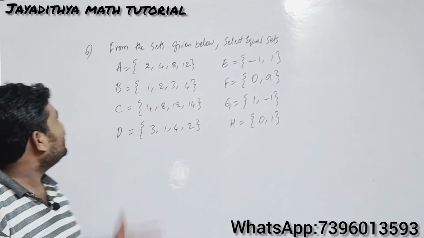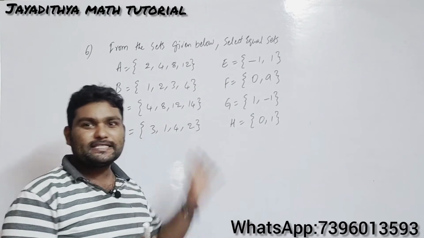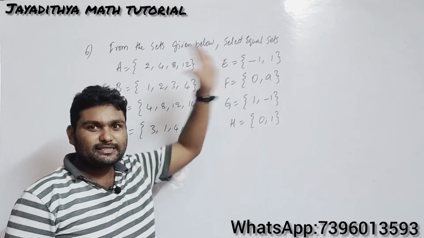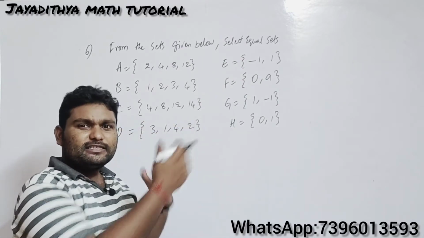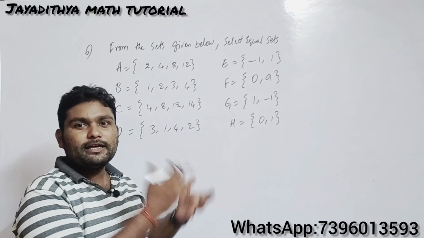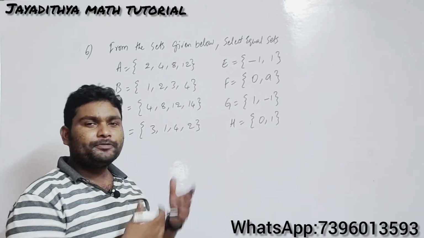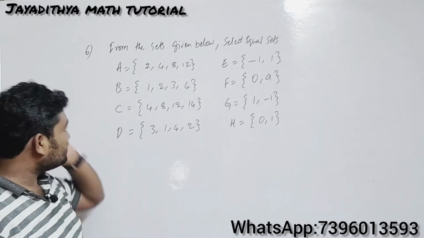Right, Nana? Look here, this is the last question of your exercise 1.2. So here he has given some sets, and from this what you need to do? You need to select equal sets now. So this is very simple. Just observe the elements and pick out wherever you have the same elements, right? In both the sets you should have the same elements. If you have like that, then you can write them as equal sets. Right now, let us see the first one.